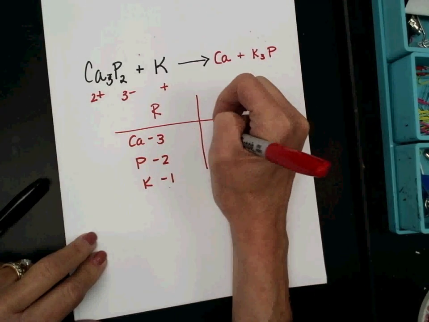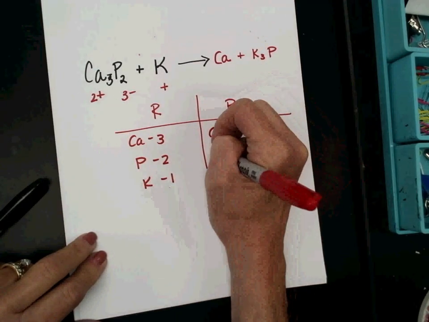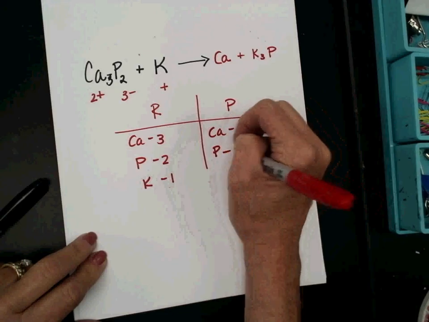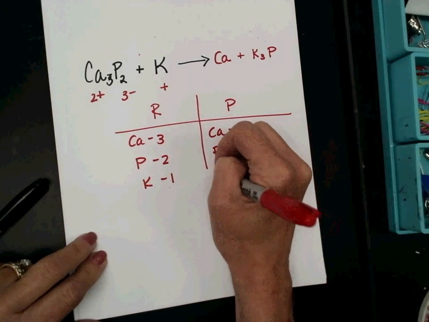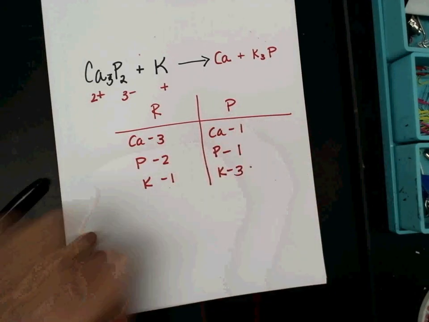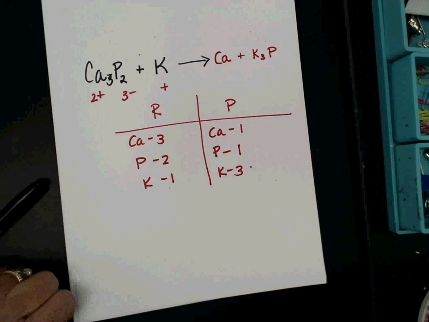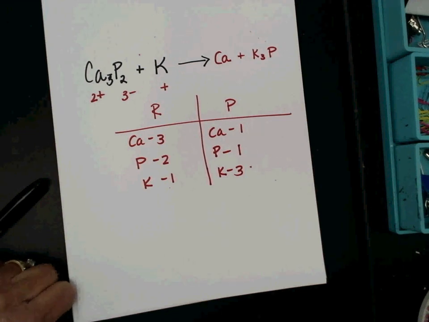So let's look at what we have. Ca we have 3, P we have 2, K we have 1. Ca 1, P 1, K 3.